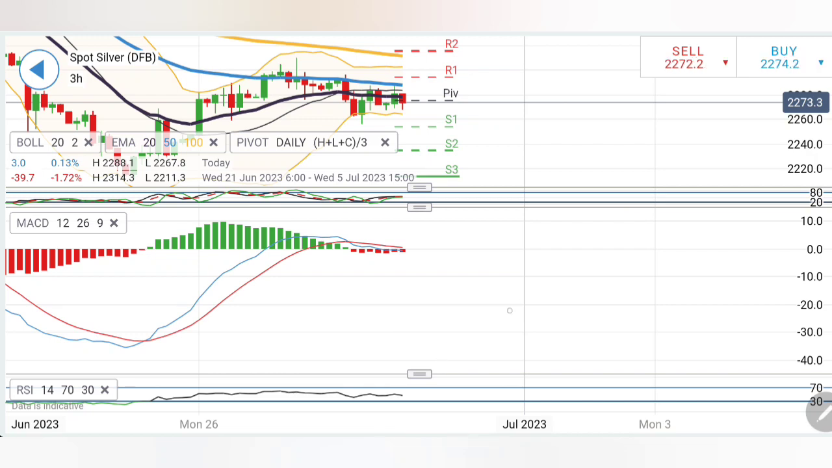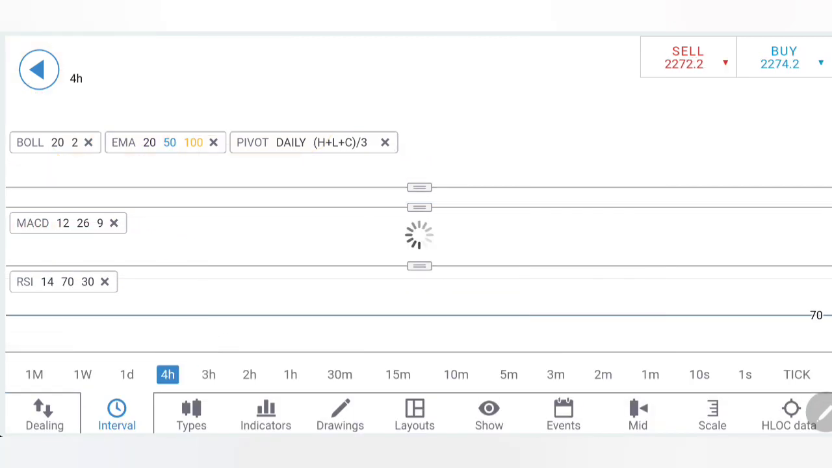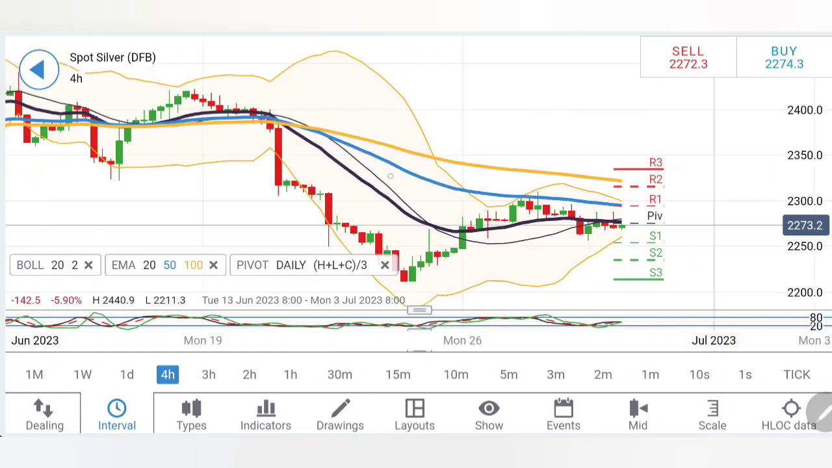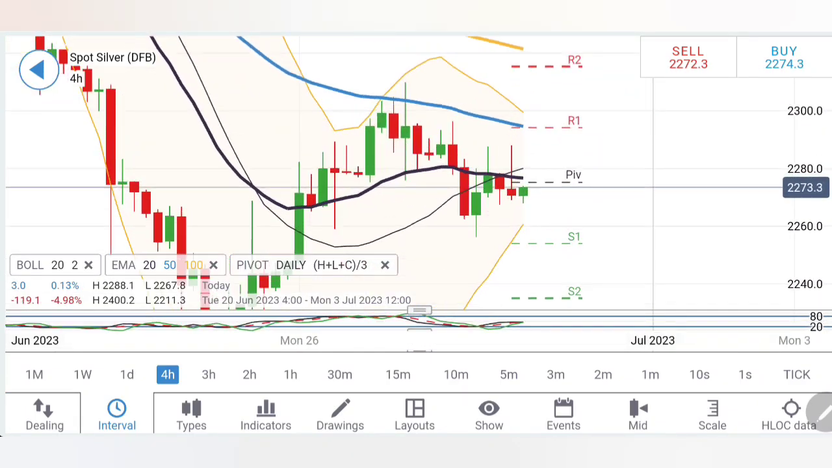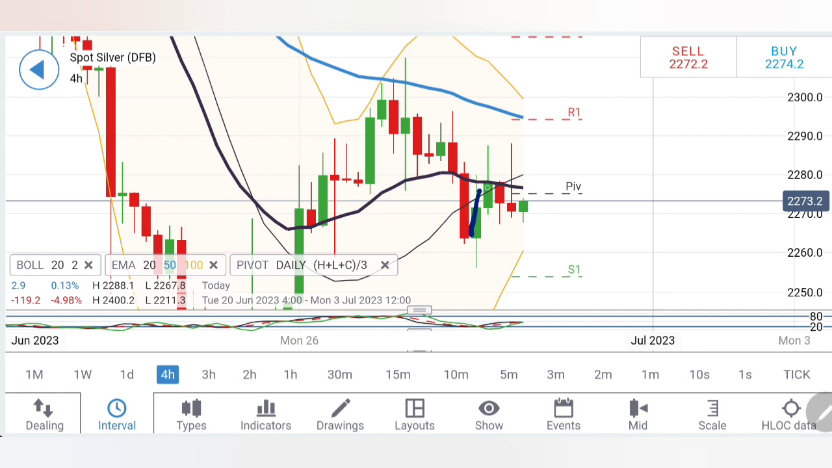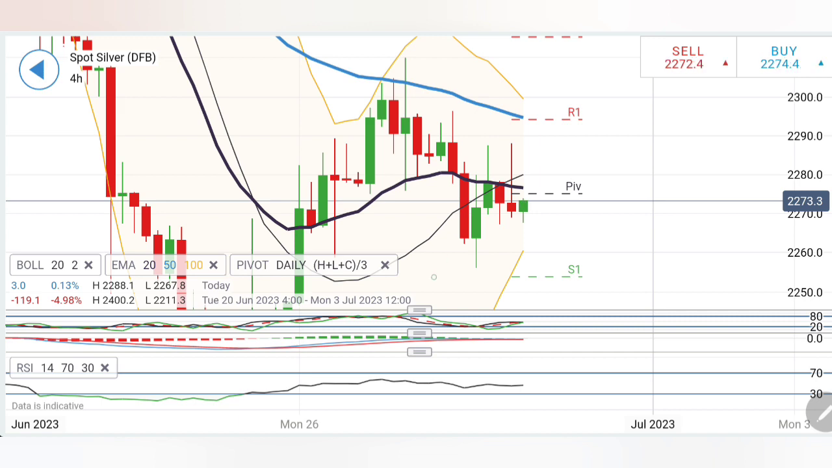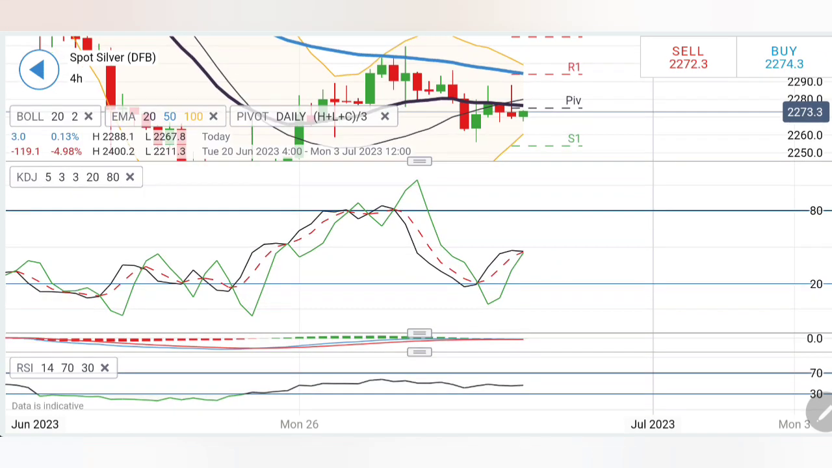Stochastic flat, MACD trading with slight bearish bias as of now. RSI is also trading almost flat. And on the 4-hour charts, a similar observation. One more observation here on the 4-hour chart: see a couple of green candles, then the red candles. Almost this zone is providing it a very good support, and hence we have to be watchful between 2290 and 2265 levels. Do not take any trade in between these levels.